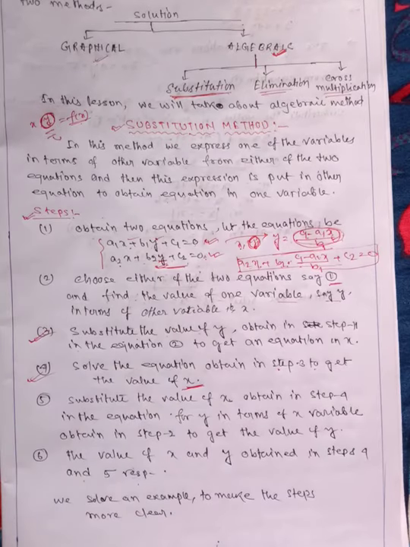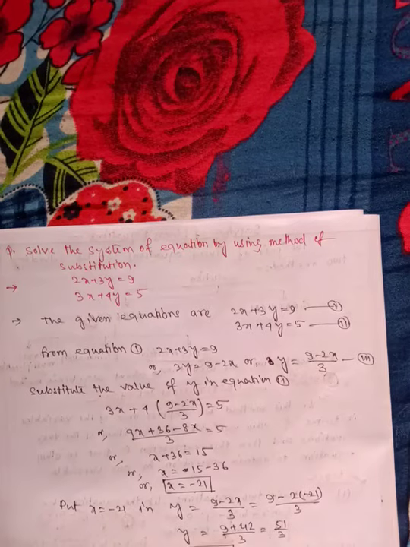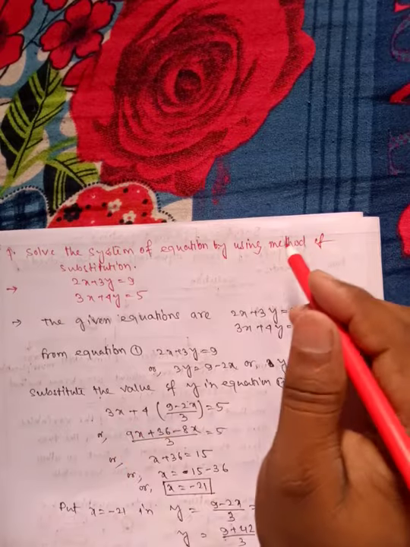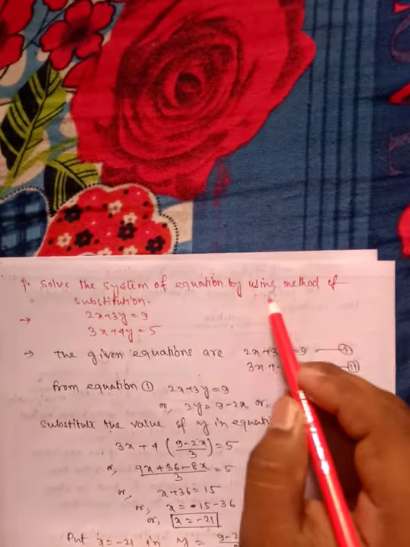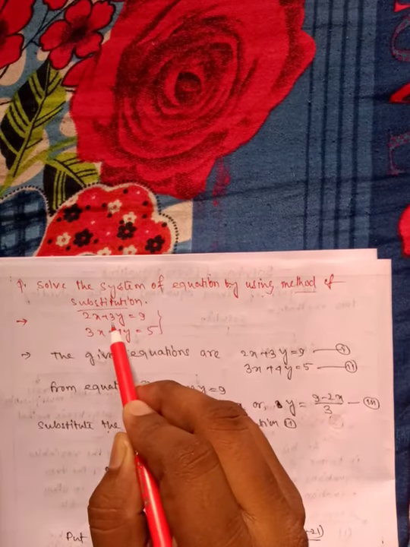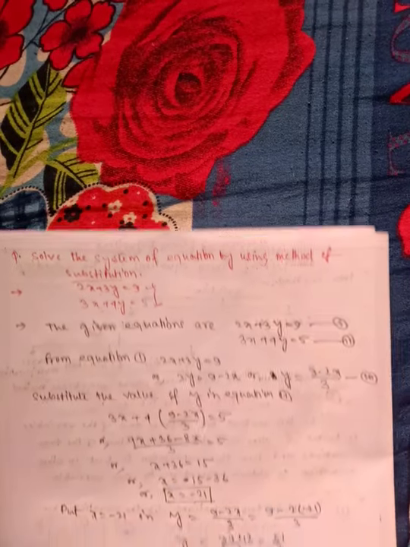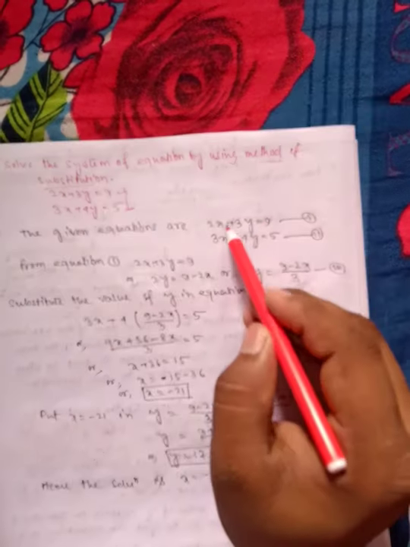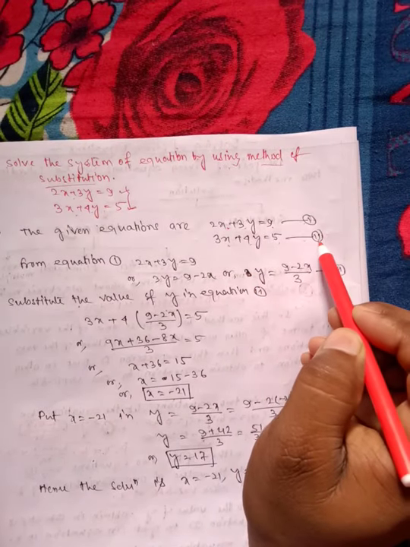I have discussed how to find a solution. Now let us solve an example to make these steps easier. Now I have taken an example here. Solve the system of equations using the method of substitution. So the given pair of equations is 2x plus 3y equal to 9, 3x plus 4y equal to 5. Okay, so the given equations are 2x plus 3y equal to 9, the first equation, and 3x plus 4y equal to 5, this is the second equation.